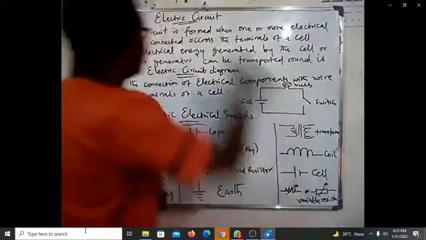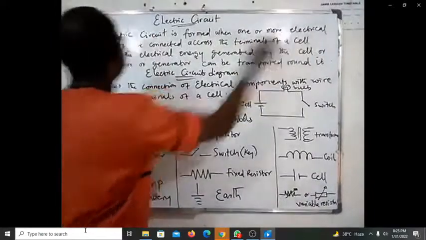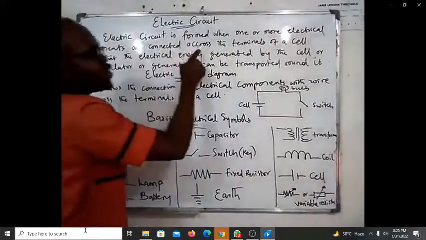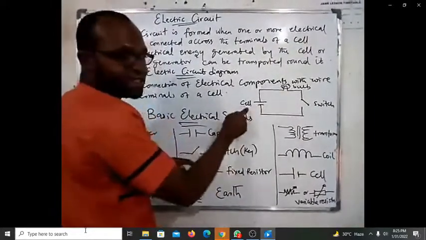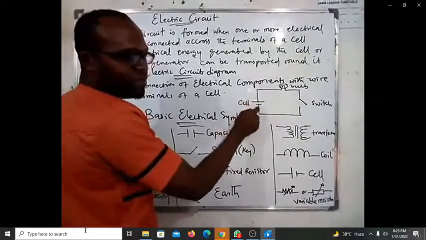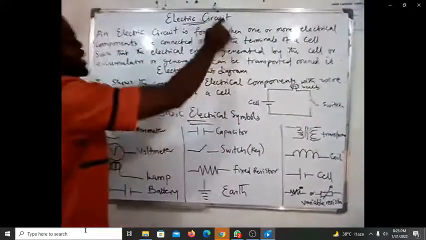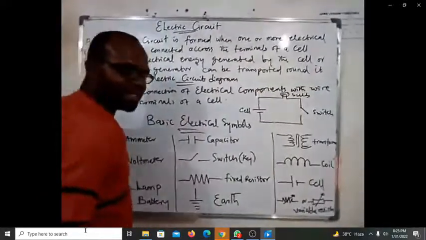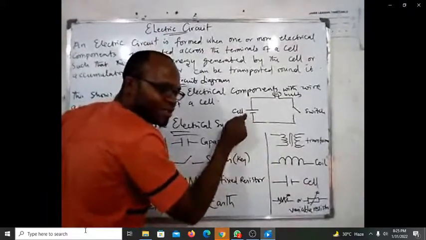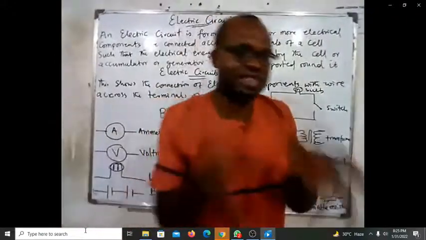Whenever you connect electrical components using wire, you call it electric circuit. So an electric circuit is formed when one or more electrical components are connected across the terminals of a what? Cell. Can you see the cell? These are the two terminals, positive and what? Negative. You connect all these electrical appliances using a wire. You call it what? Electric circuit. Such that the electrical energy generated by the cell, is that clear? I told you that the charges are generated by the what? Cell.